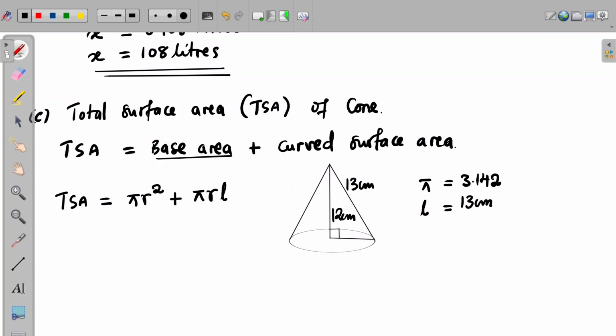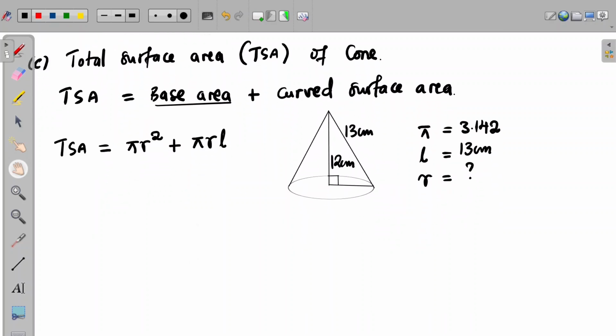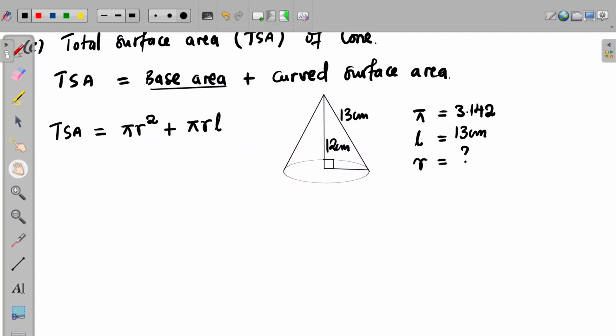Then slant height is equal to 13 centimeters. Now, in our formula, we need to look for the radius. Do we have the radius? No. So the radius is what is missing in our formula. Is there a way of finding the radius? Yes, there is, which is using Pythagoras theorem. So we can use Pythagoras theorem here.